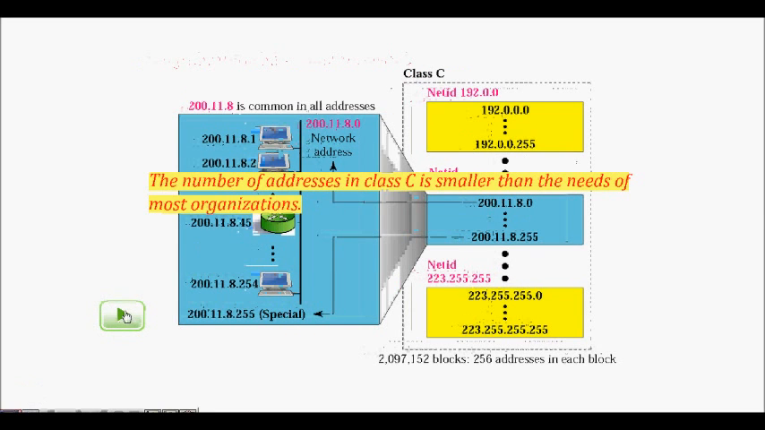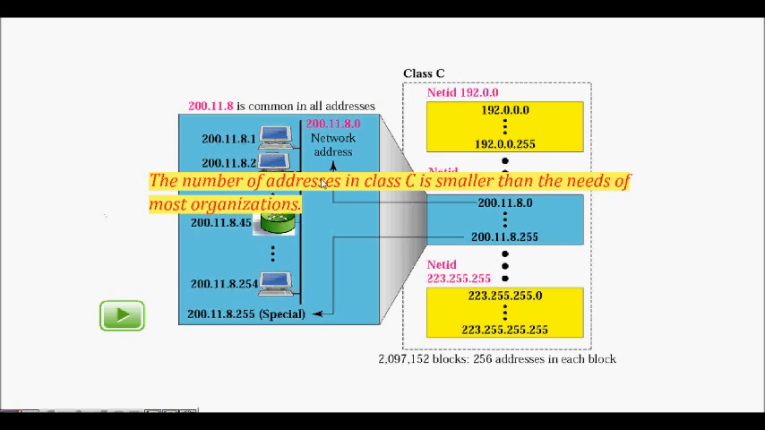Next, let's see. Now we have class C address. Here the first 3 bytes, or 24 bits, represent the address of the network, the net ID. So 200.11.8.0 is the network address.